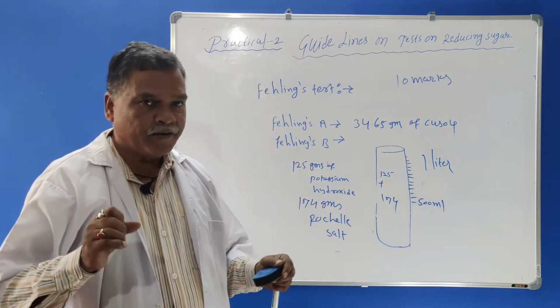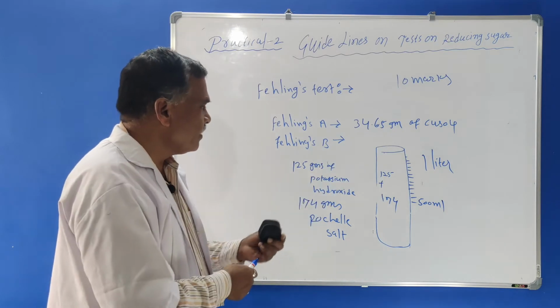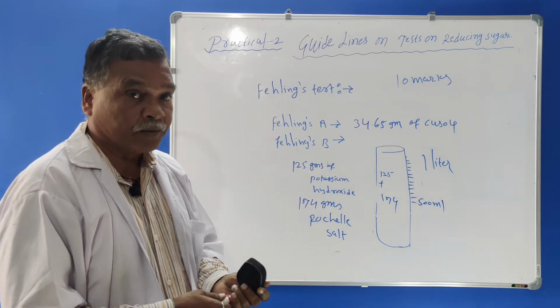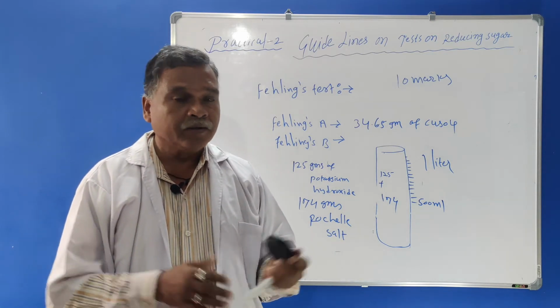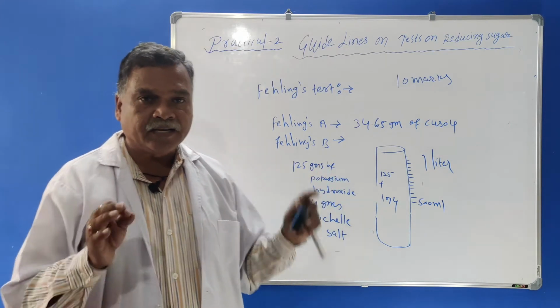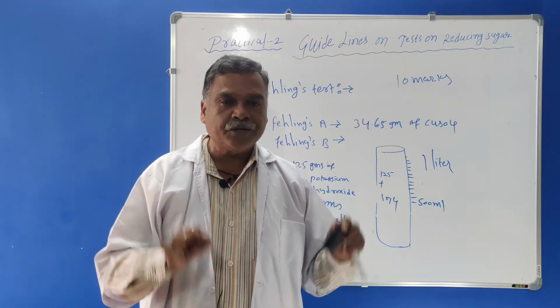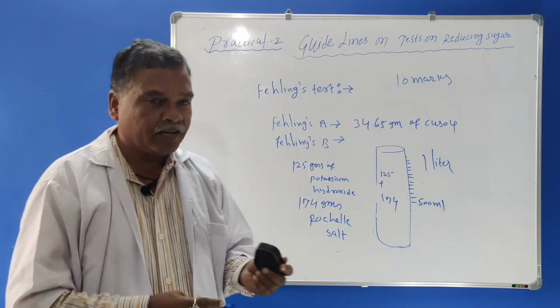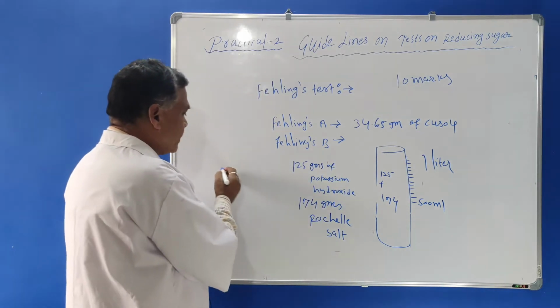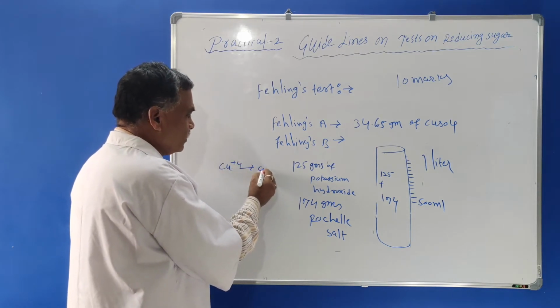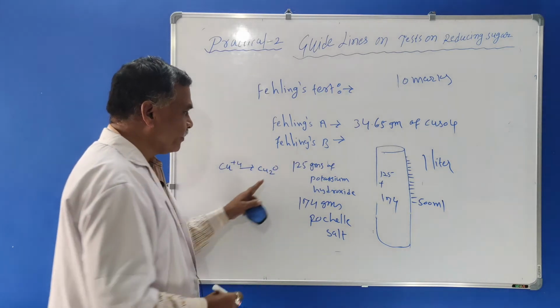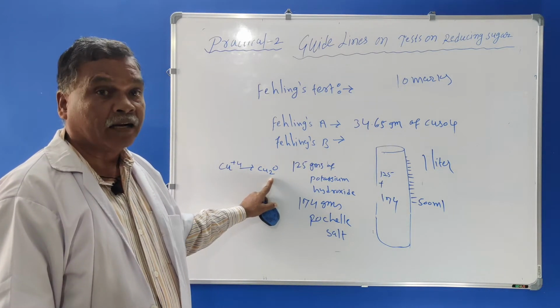So you must be thorough about how the solutions are prepared for this particular test. Here the principle of this test is the reduction. In the reduction, we have seen that with a reducing sugar, cupric ions are converted to cuprous oxide in alkaline medium.